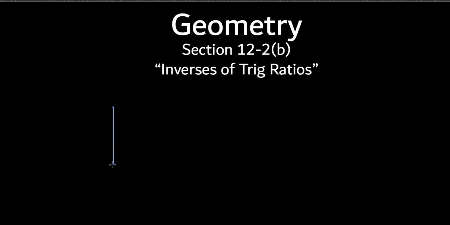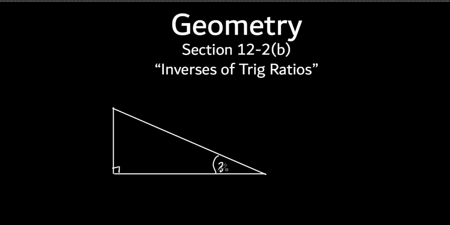I'll just draw a little right triangle. So if I knew this angle right here, let's just make it some weird angle, let's say it's 37 degrees. And let's say I knew this side right here was 5. And then I asked you to find B and C. Would you be able to do that?